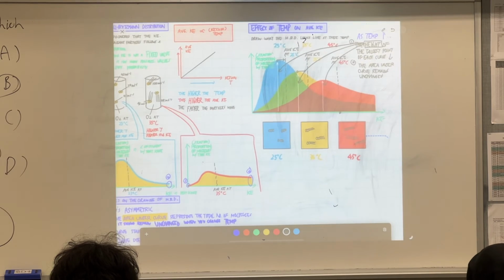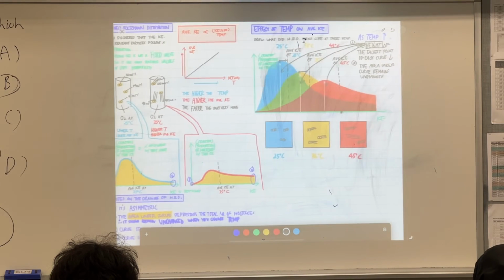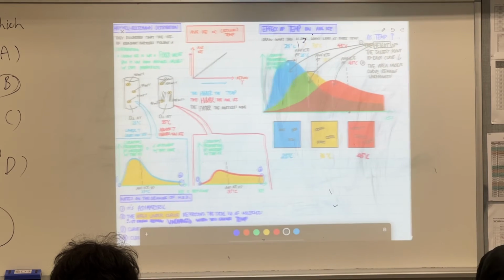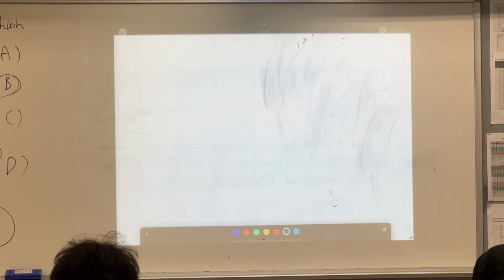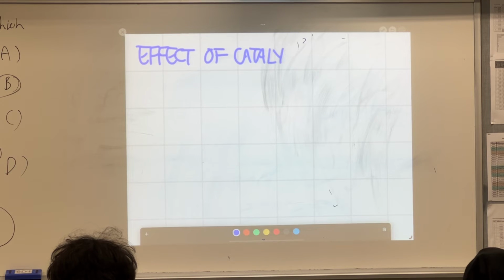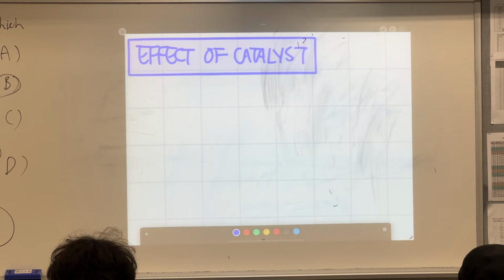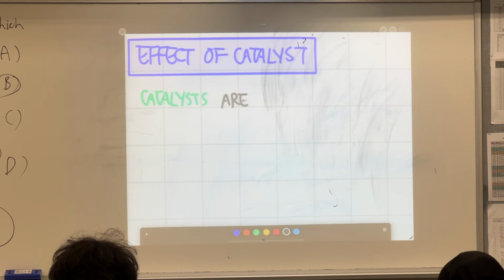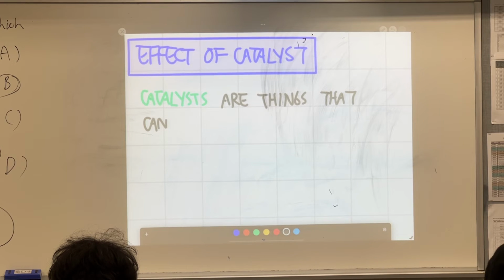Okay. So now on the next page we look at the job of a catalyst. What exactly will a catalyst do? In the rate chapter we learned that catalysts speed up reactions. So, effects of catalysts. Write down: catalysts are things that can speed up reactions, and you need to know how they work now.